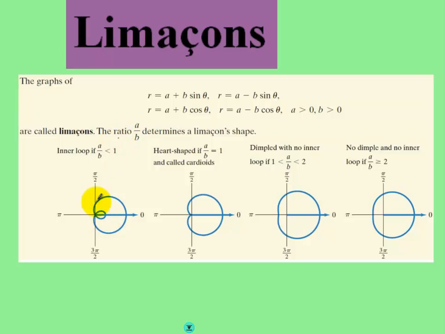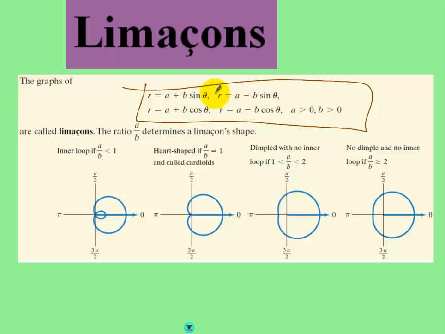Limaçons. So these are what these are called, limaçons. And the equations are of these forms up here. Your r equals some constant a plus b sine of theta, or cosine of theta, or a minus b sine or cosine of theta, where a and b are positive.